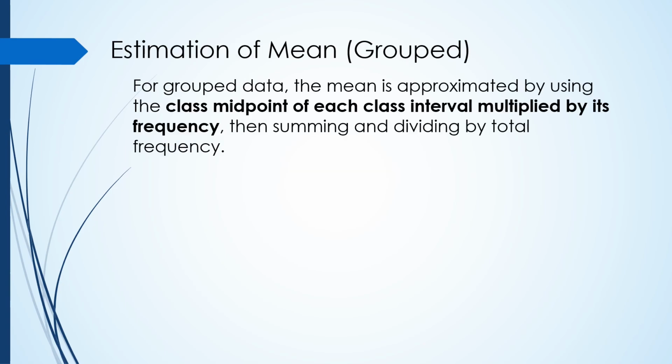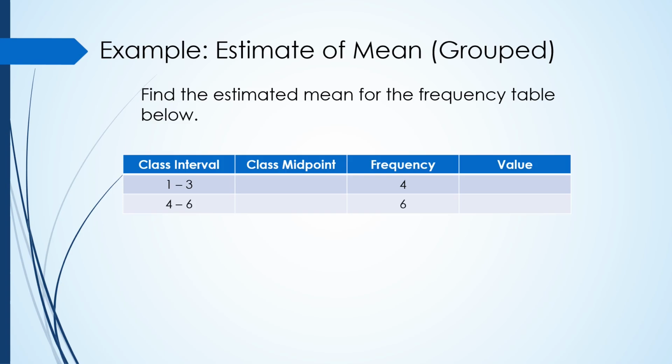To find the mean of grouped data, we first determine the center of each interval, known as the class midpoint. Next, we multiply each class midpoint by its corresponding frequency to obtain a representative value for that interval. After that, we sum these values and divide the total by the number of frequencies to find the mean. Let's estimate the mean for the frequency table below.